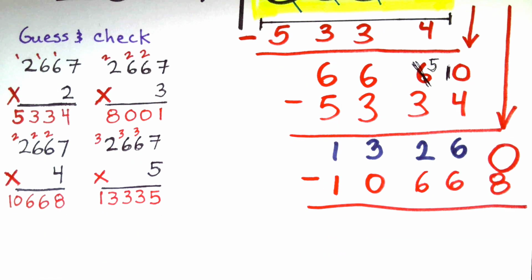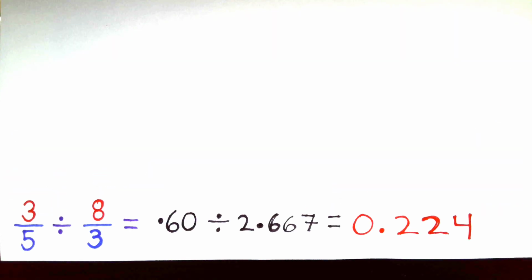All right, so you could subtract this value, get a new number, add another 0, and keep going on and on and on. But I'm going to stop. 0.224 is my answer. So 3/5 divided by 8/3 is equal to 0.60 divided by 2.667, which is equal to 0.224. Final answer.